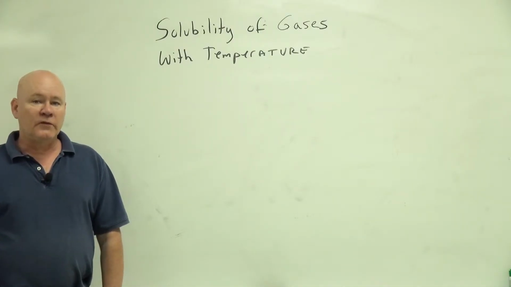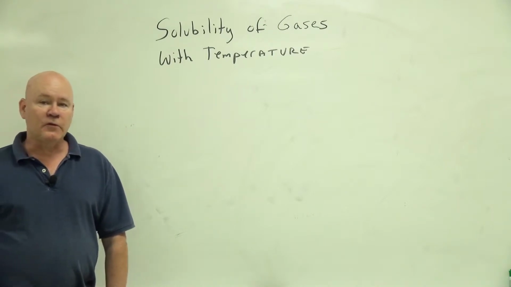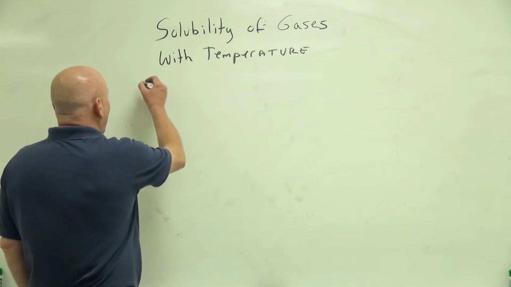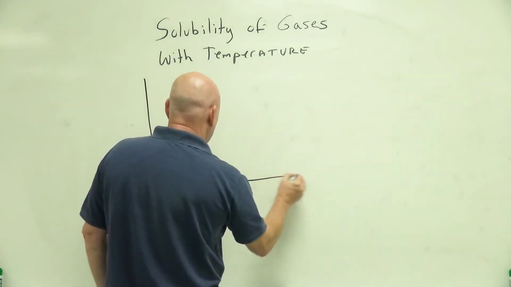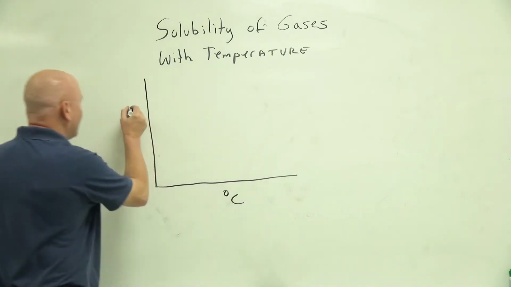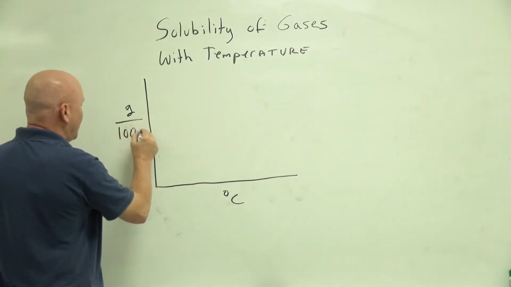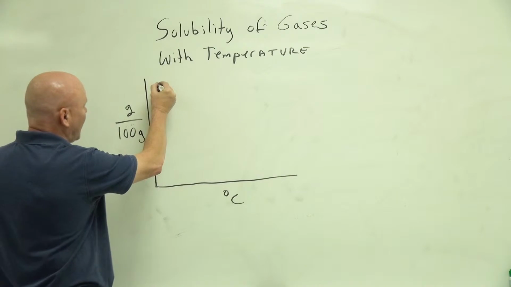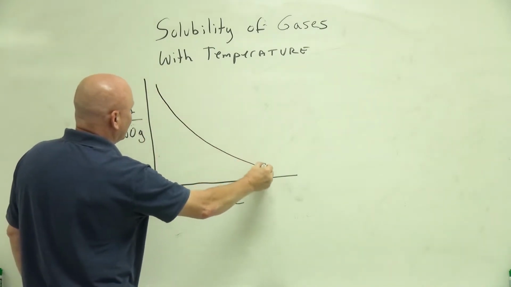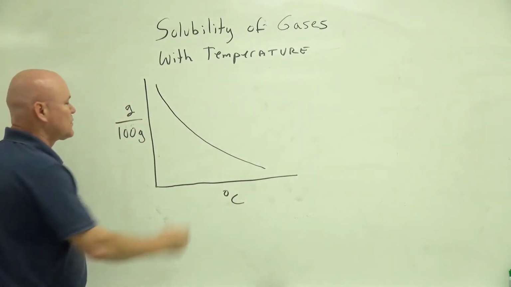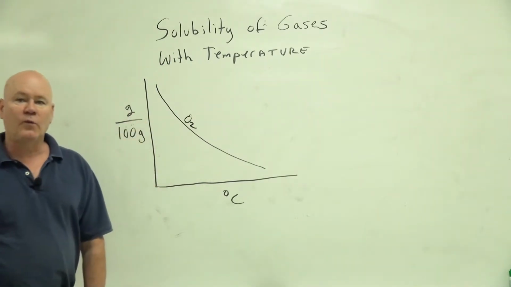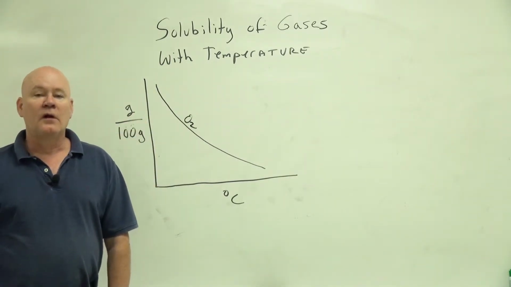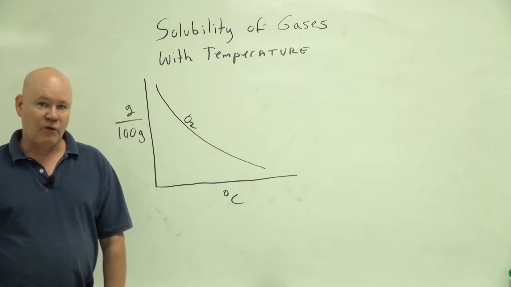The solubility of gases with temperature behaves very differently from the solubility of solids. It actually goes in the opposite direction of what solids did in liquid. Once again, we have degrees Celsius versus grams per 100 grams. But in the case of gases, it actually goes down with temperature. So say this is oxygen right there. So oxygen gas dissolved in water, the warmer the water gets, the less oxygen can be dissolved.